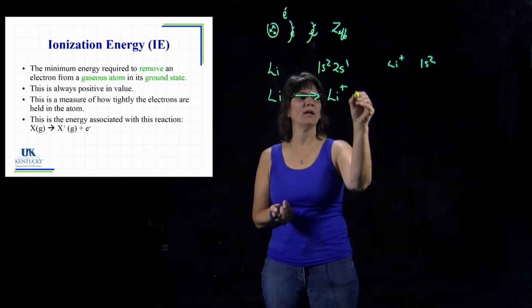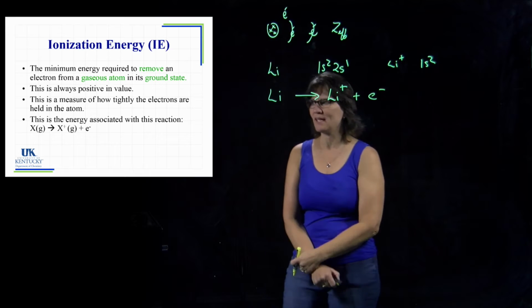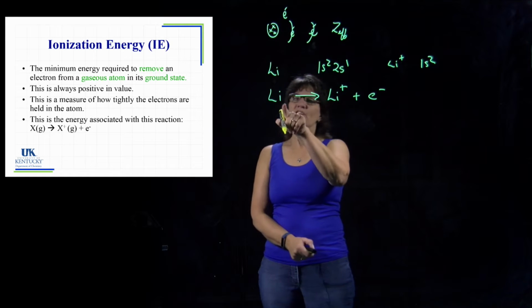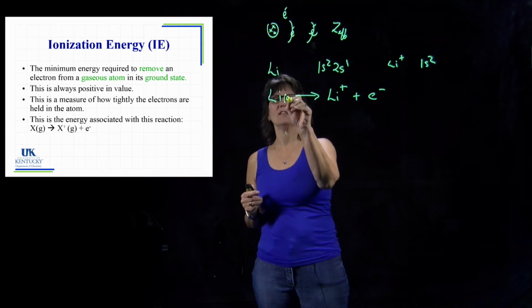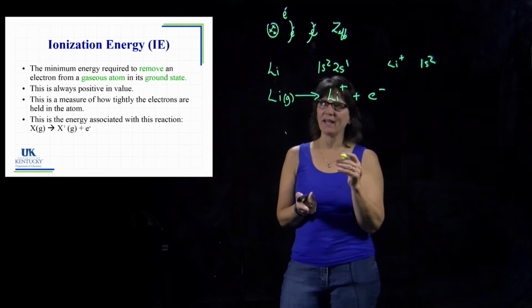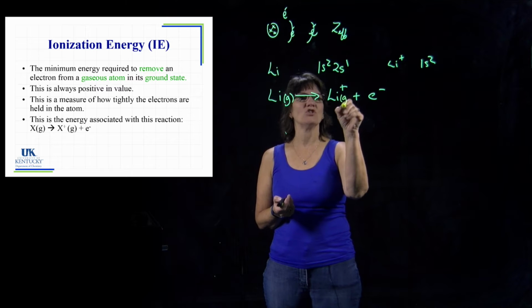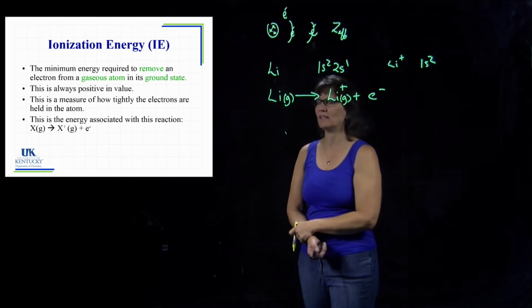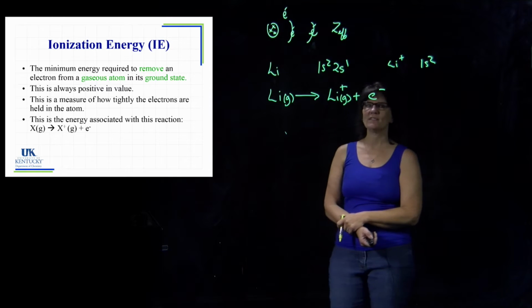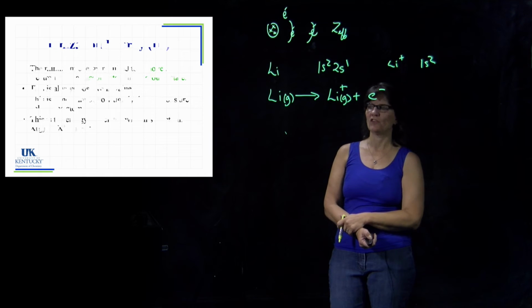Well, where is that electron? It's not on there anymore. So we represent it being pulled off. The G that you see there, because it's in the gas state, is how we define ionization energy. We pull off the electron from it. It turns into a cation. That cation is still in the gas state. So it's the energy associated with this process.